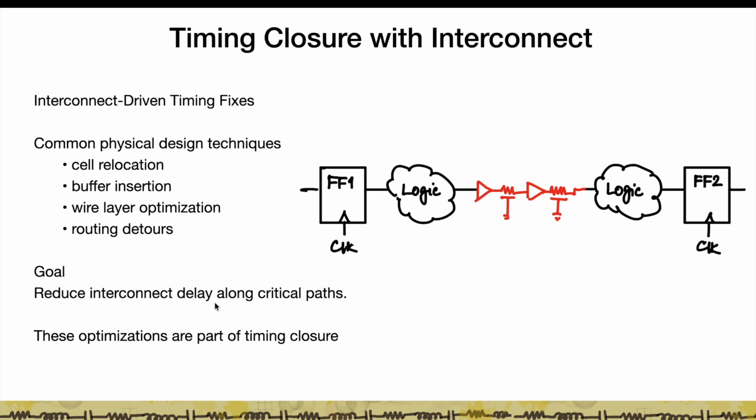They are standard moves in every physical design engineer's playbook, and EDA tools apply them automatically during timing closure iterations. The goal in every case is the same: reduce T wire on the paths that are failing.